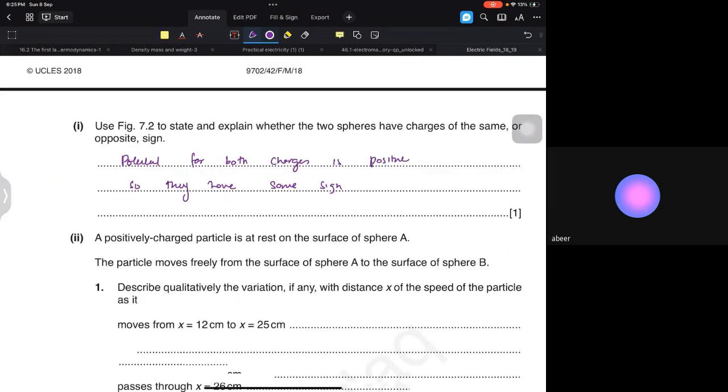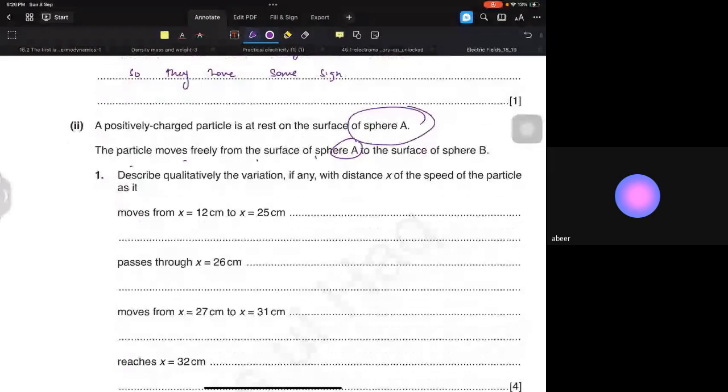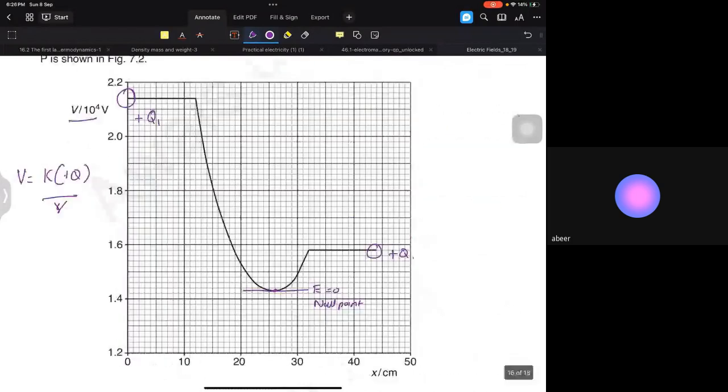Then the next part is a positively charged particle at rest on square A. The particle moves freely from A to B, and then they're saying describe qualitatively the speed of the particle as it moves. Now the thing is that at this potential, as you can see, the gradient is there, so there must be some acceleration. And as it changes, the potential is decreasing. If the potential decreases, that means the potential energy is decreasing. Where is it going to? It's going to convert to kinetic energy.